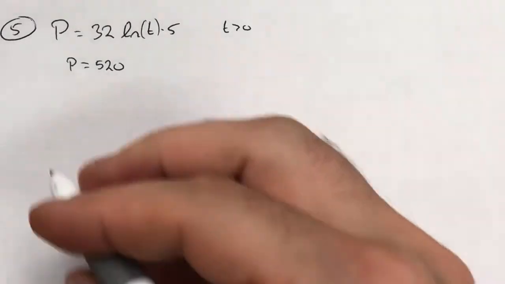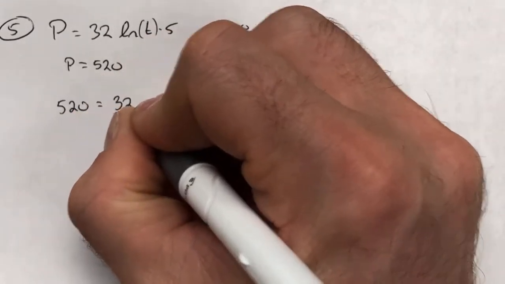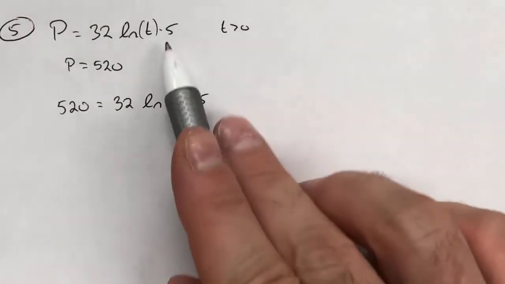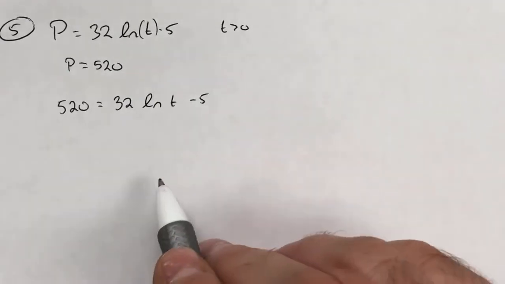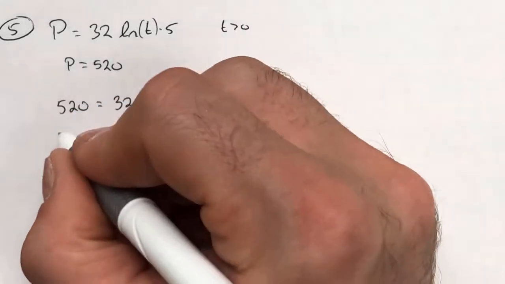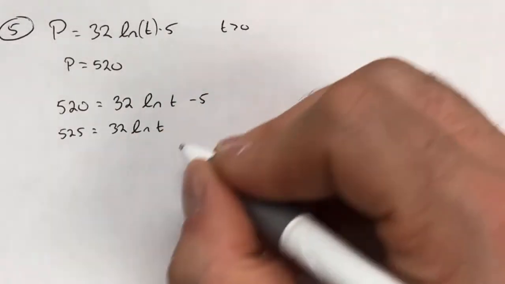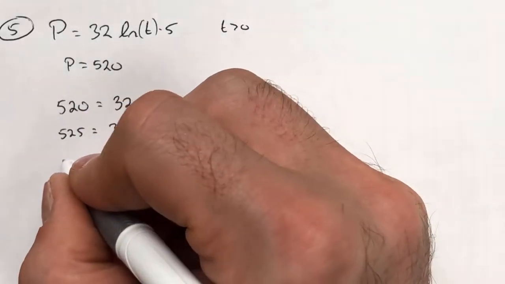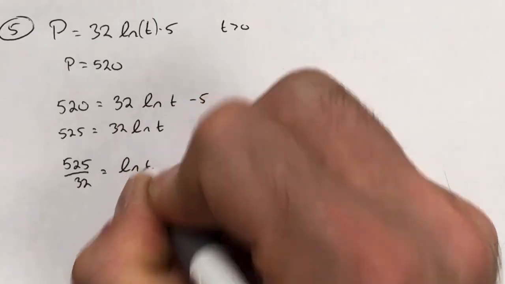With the population of 520, I'm going to immediately plug that in. Let's work this right here. So 520 is 32 times the natural log of t minus 5. And remember again, we're assuming this minus 5 is not part of that natural log. So two steps to isolate the natural log. I'm going to add 5, which makes that 525 equals 32 natural log of t. And then I'm going to divide by 32. 525 doesn't divide by 32 evenly, so I'm just going to leave it as a fraction, 525 over 32, which is equal to the natural log of t.